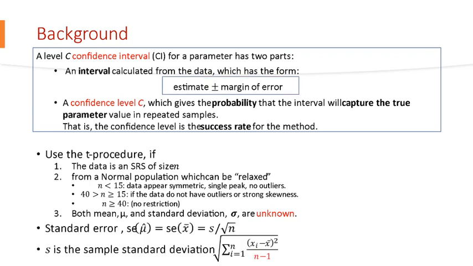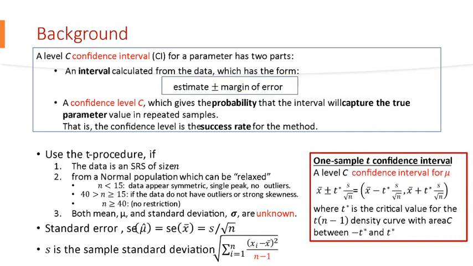Since we do not know the population standard deviation, sigma, we estimate the standard deviation of mu hat using data. The estimate is called standard error, which is equal to the sample standard deviation divided by root n, the sample size. Now, we modify the interval as x bar plus or minus t star times s divided by the square root of n, equals the interval from x bar minus t star times s divided by the square root of n to x bar plus t star times s divided by the square root of n, where t star is the critical value such that the density curve of t distribution with degree of freedom n minus 1 has an area C between negative t star and t star.